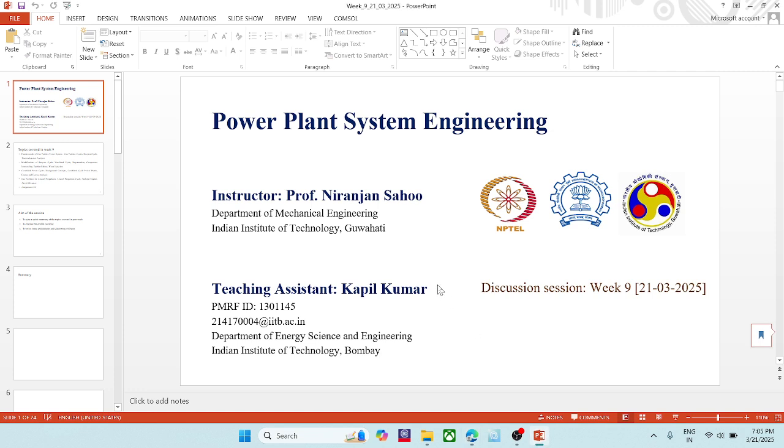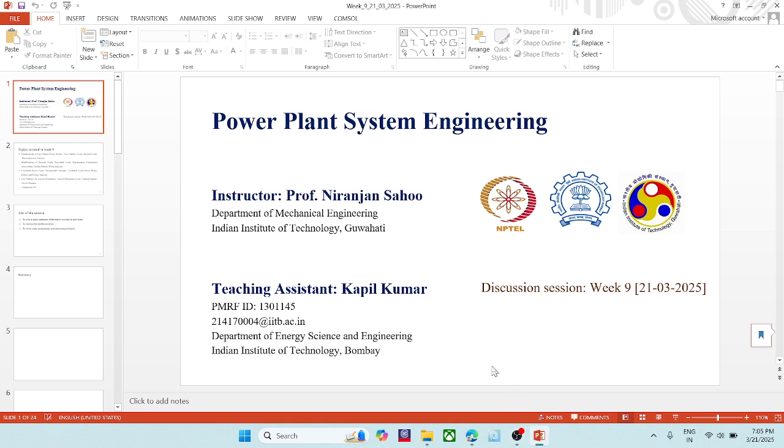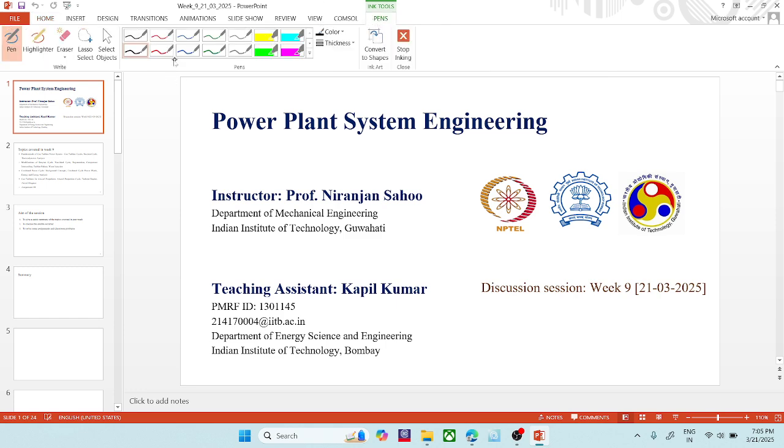This is the ninth week of the course Power Plant System Engineering. In this week, we have learned about the gas turbine cycle, which is the Brayton cycle, and have solved different numericals based on that.